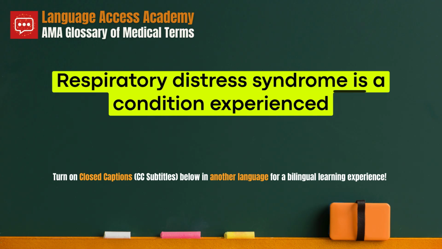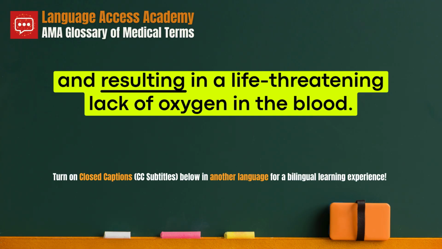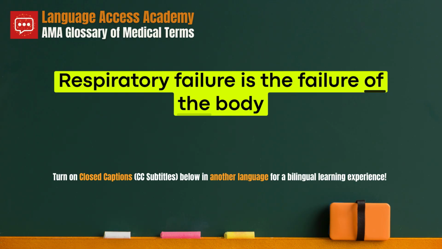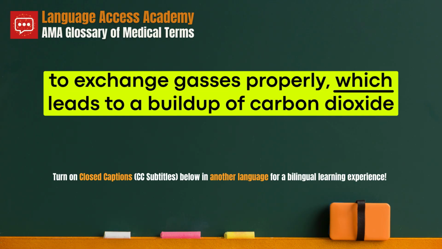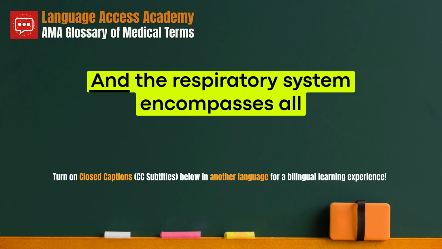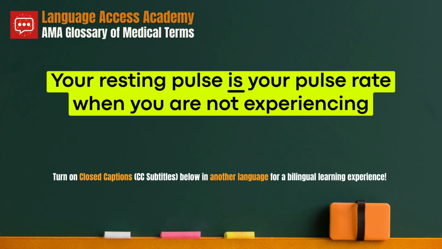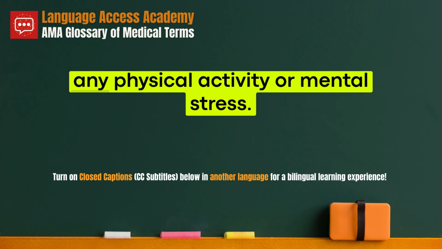Respiratory distress syndrome is a condition experienced after an illness or injury damages the lungs, causing severe breathing difficulty and resulting in a life-threatening lack of oxygen in the blood. Respiratory failure is the failure of the body to exchange gases properly, which leads to a buildup of carbon dioxide and a lack of oxygen in the blood. And the respiratory system encompasses all the organs that carry out the process of respiration. Your resting pulse is your pulse rate when you are not experiencing any physical activity or mental stress.